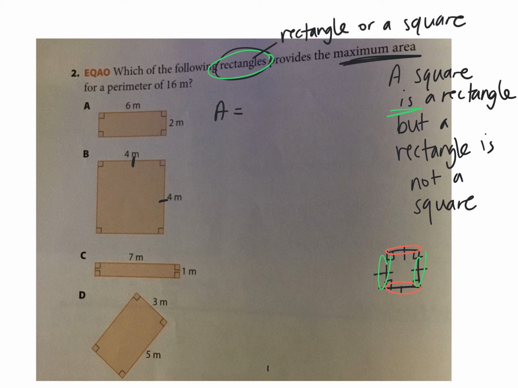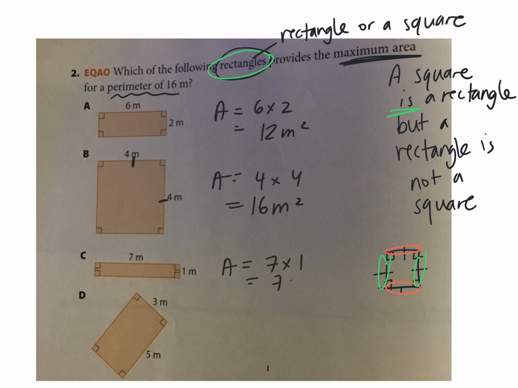What's the area of A? 6 times 2, 12. The perimeter is 16, okay? What's the area of B? 4 times 4. What's the area of C? 7 times 1, 7. What's the area of D? Which one has the maximum, the greatest area? A, B, C, or D? B. Is that a square? So then yes, that has the greatest area.